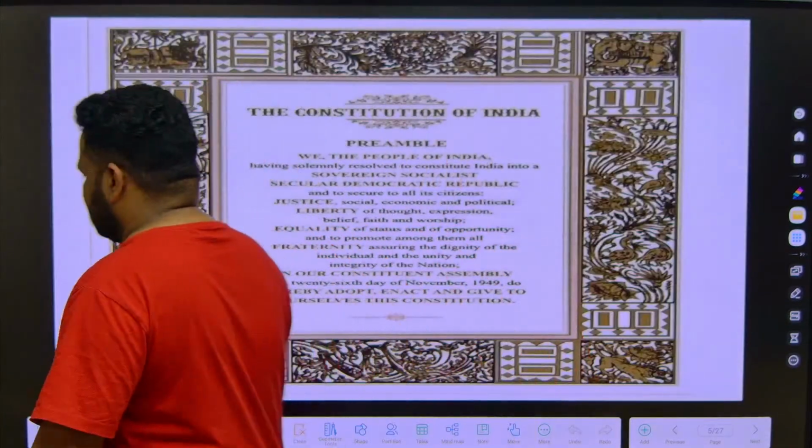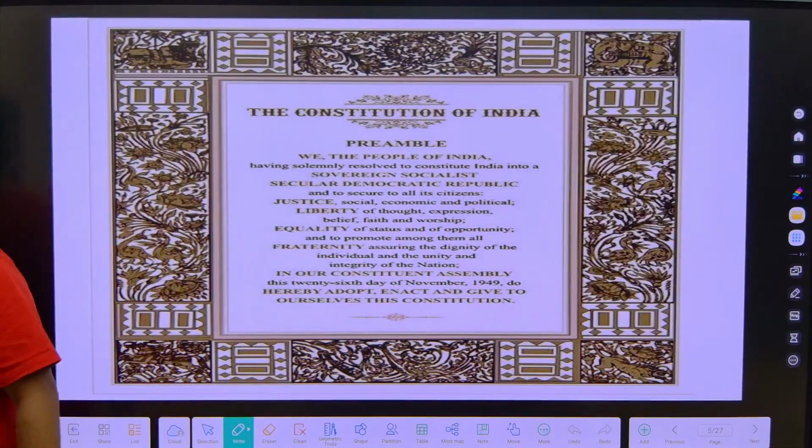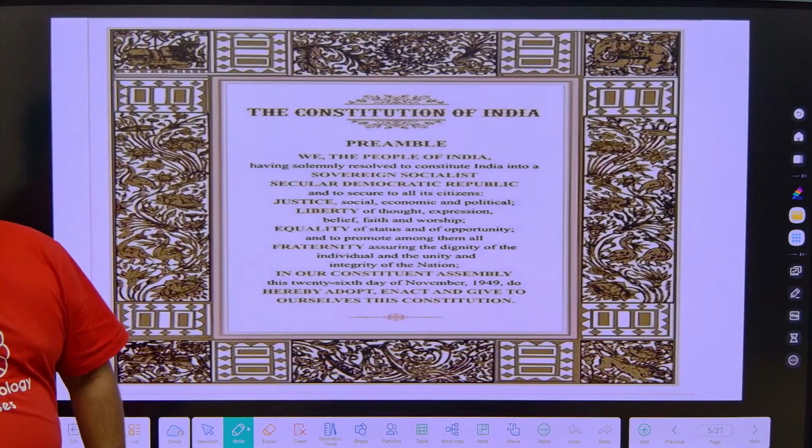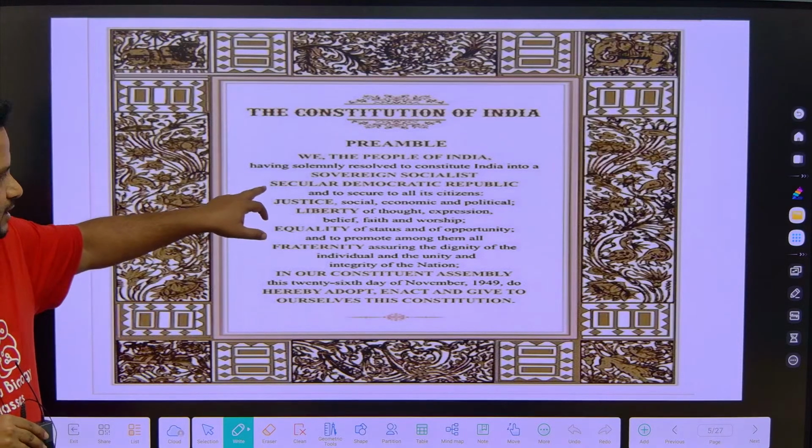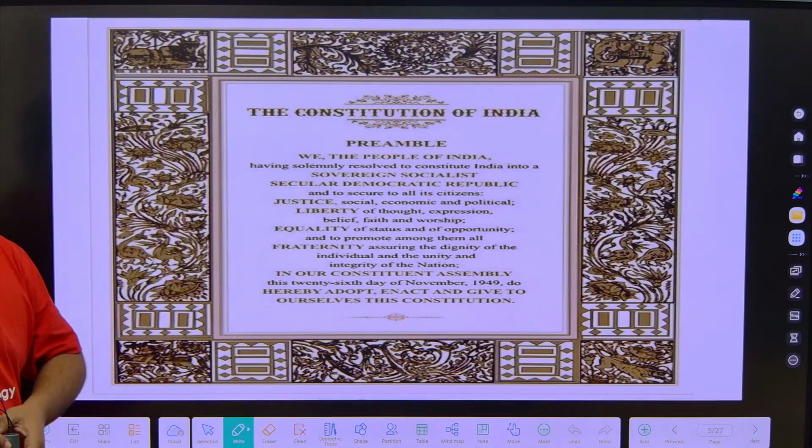But before that, all of you read the Preamble here. Please read the Preamble once or twice, and read the words that are in a different color. I will just be back.